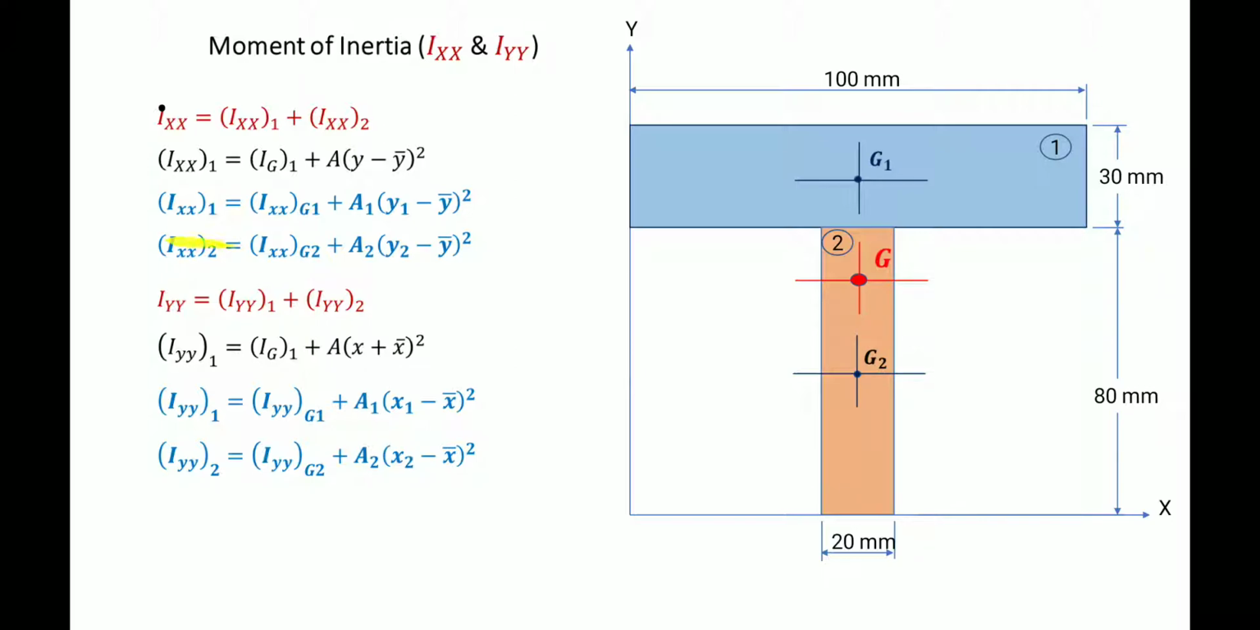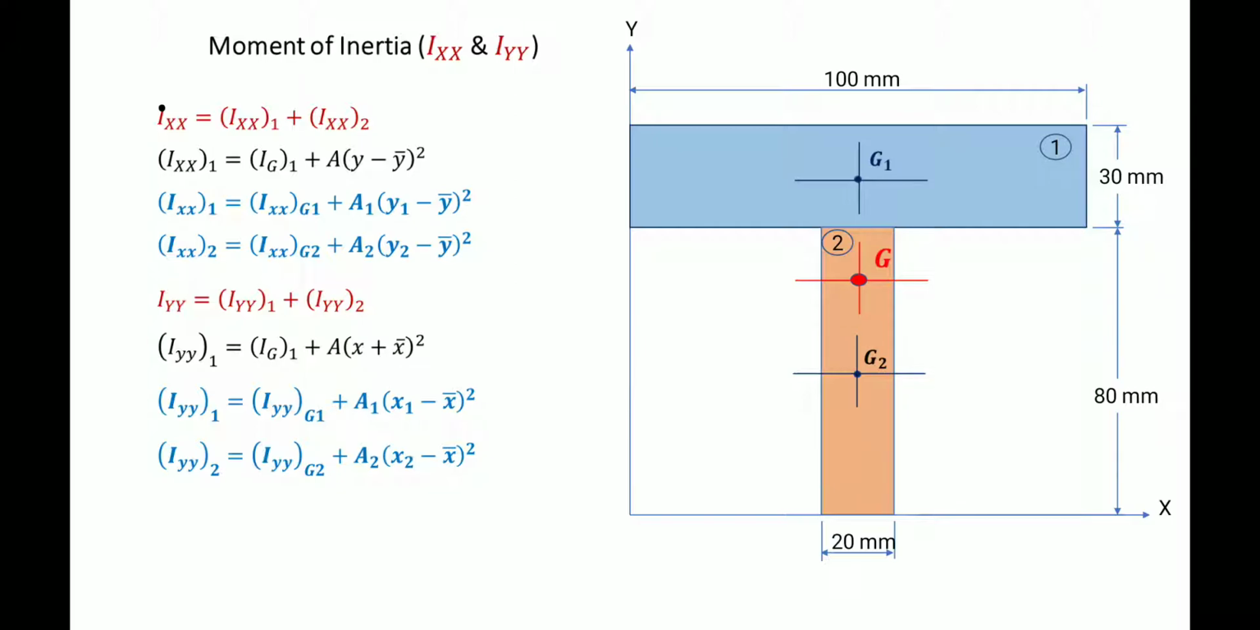So the Ixx1 formula becomes Ixx at G1. Ixx at G1 means, for a rectangle having a centroid G1, about this horizontal centroidal xx axis we have a formula. So that is Ixx plus area into (y1 minus y bar) the whole square. Similarly, Ixx2 is the same for the second section. It has a centroid, and about the centroid we know the formula, plus A2 into (y2 minus y bar) the whole square. Here y1 minus y bar, here y2 minus y bar.